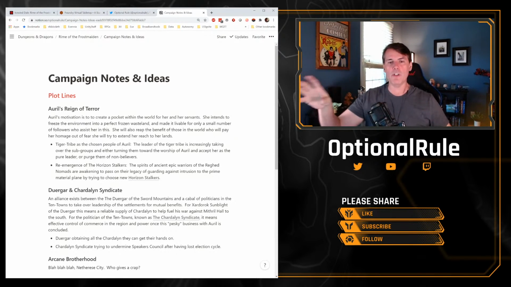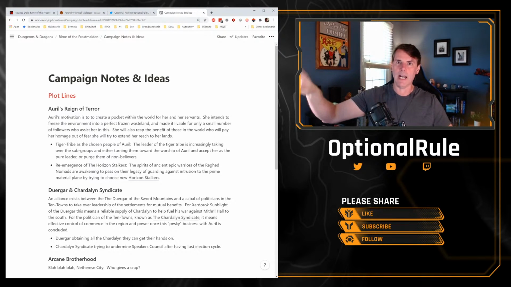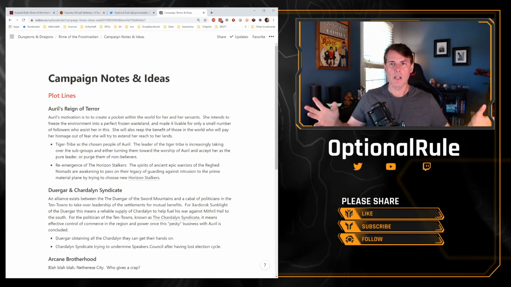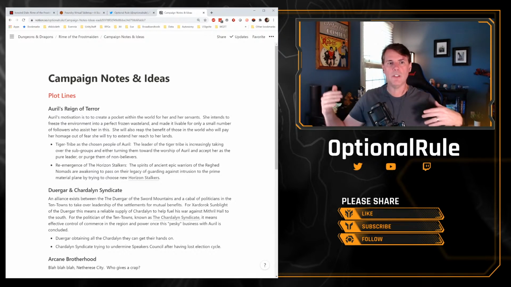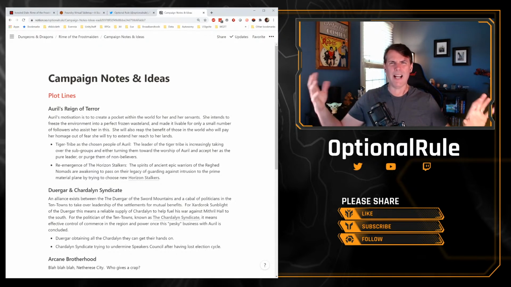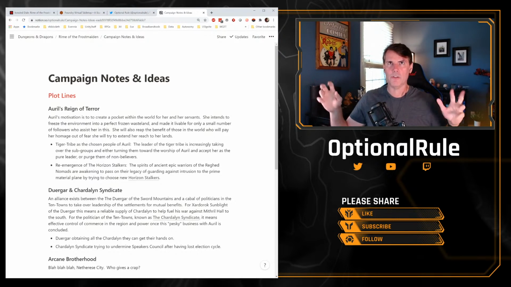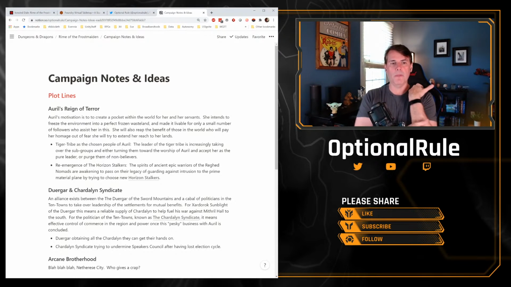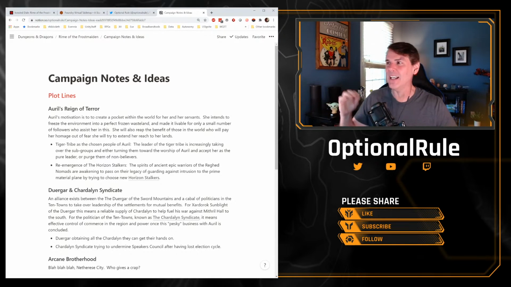So anyway, the original module has 3 plot lines. Auril, the goddess, is locking the area in this everlasting winter and night. The second plot line is the Duergar are rising for some reason, creating a dragon, this mechanical dragon, which I call Mecha Godzilla, to attack the Ten Towns and establish an above ground kingdom. And the Arcane Brotherhood is in town looking for a city buried in the ice. Actually, I'm not using almost any of them by now. So I've modified those significantly, and I'll tell you why and how I'm doing it.